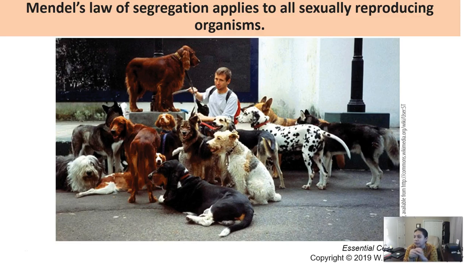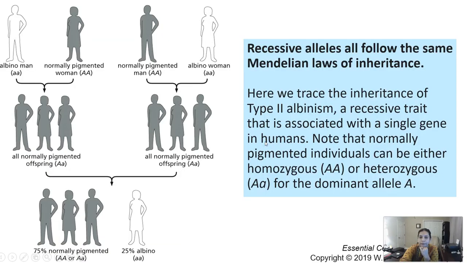A single growth factor gene, for example, has been linked to body size. So if you have just one gene that is affecting body size, it's going to segregate in the same manner. And if you have three, each one of them is going to be independent of each other. So recessive alleles will follow the same Mendelian law of inheritance. Just because you have a recessive allele doesn't mean that it's not going to segregate the same way.